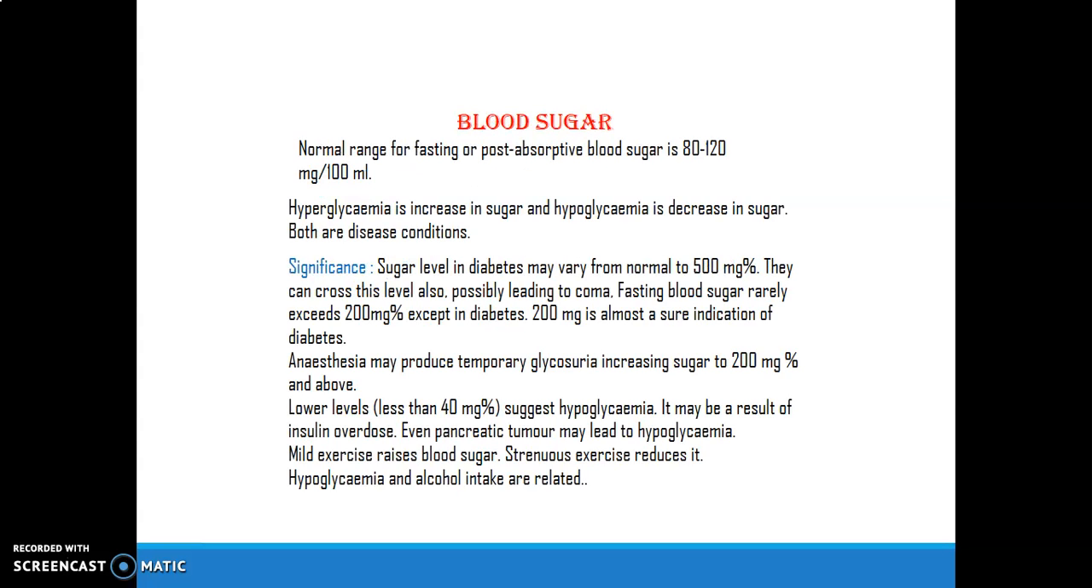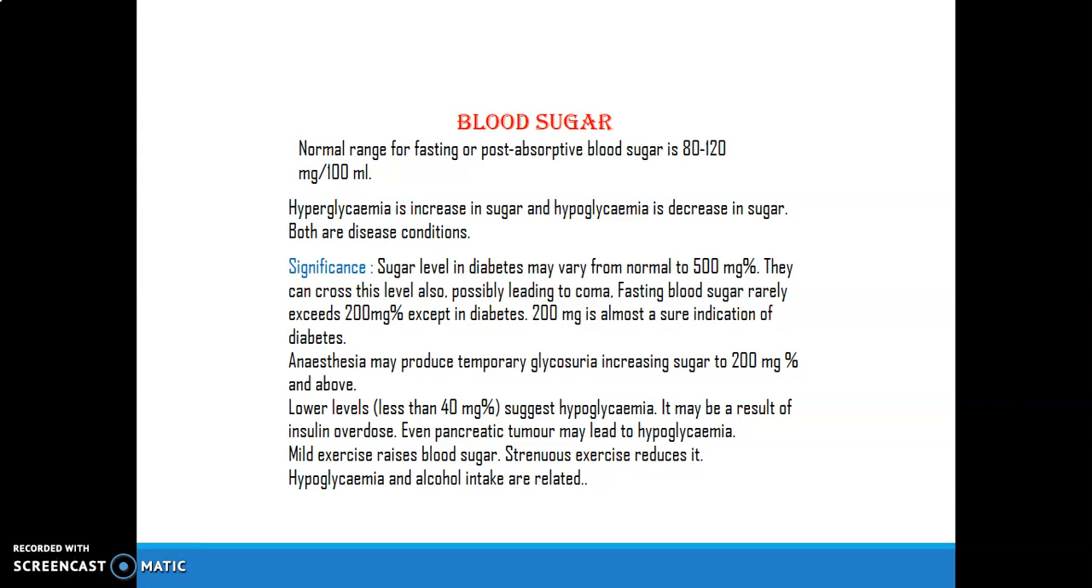Blood sugar: the normal range of fasting or post-absorptive blood sugar is 80 to 120 mg per 100 ml. Hyperglycemia is an increase in sugar and hypoglycemia is a decrease in sugar. Both are disease conditions. Significance: sugar level in diabetes may vary from normal to 500 mg per cent. It can cross that level also, possibly leading to coma. Fasting blood sugar rarely exceeds 200 mg per cent except in diabetes. 200 mg is an almost sure indication of diabetes.